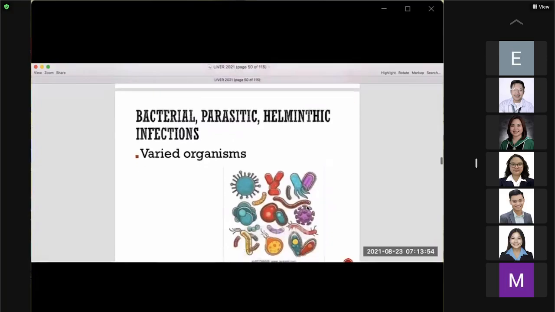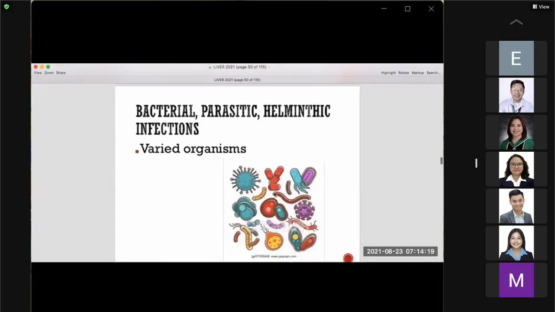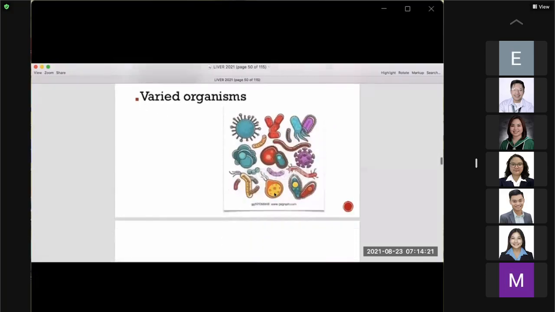Okay, on the other hand, aside from hepatitis infection, there can be bacterial infection, parasitic infection, just like amoeba, Entamoeba histolytica, there can also be helminthic infection. So we have varied organisms that can affect the liver.